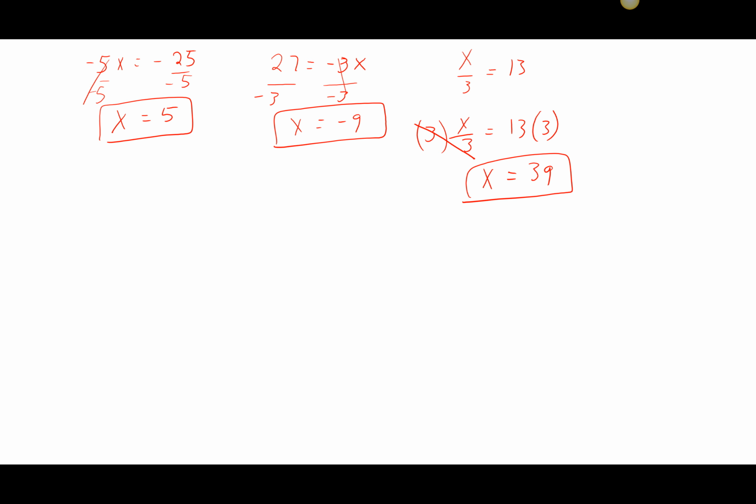Okay? Let's do another one. What if we had this one? Again, you're going to have to multiply 6 by both sides. That'll go away. So x equals 36. So whatever you do to one side of the equation, you do to the other side of the equation.